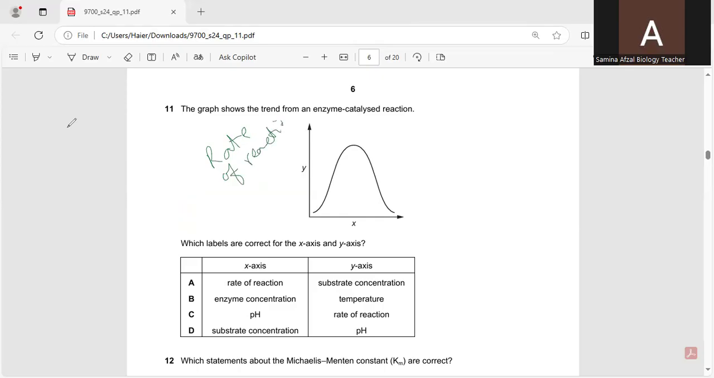And substrate concentration, enzyme concentration, temperature, pH, rate of reaction. Substrate concentration, enzyme concentration, pH, and temperature, they are the independent values. So the independent values are always taken on this x-axis. Here you can see the rate of reaction is different at every moment, but it is maximum at the center.